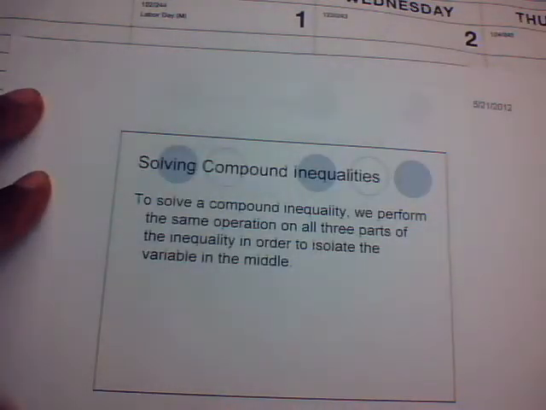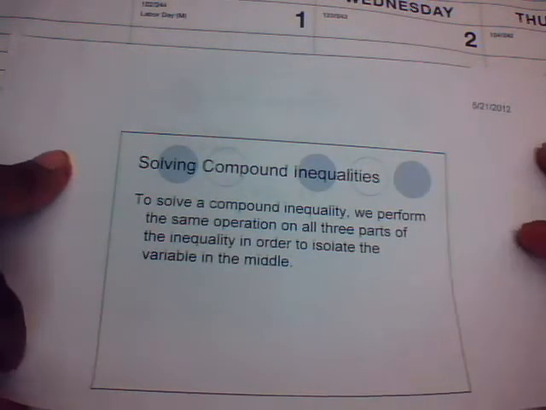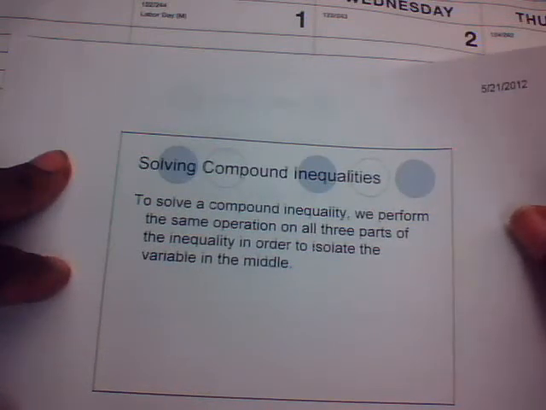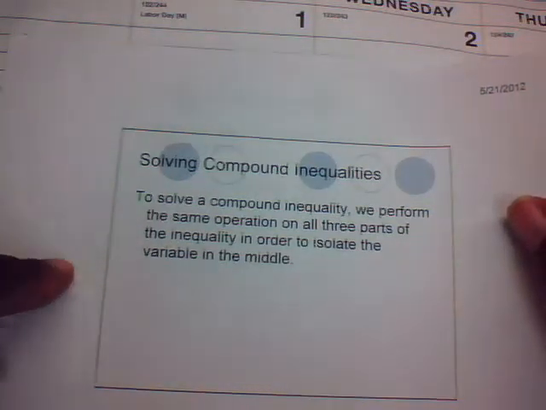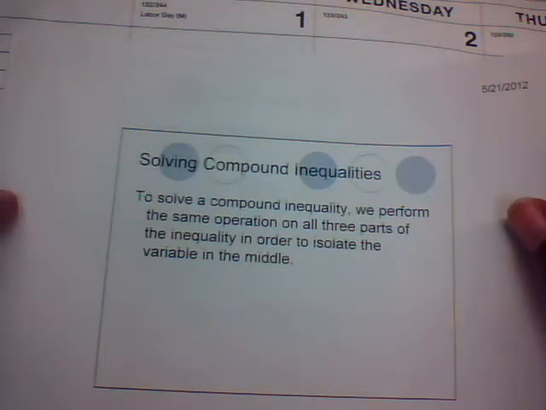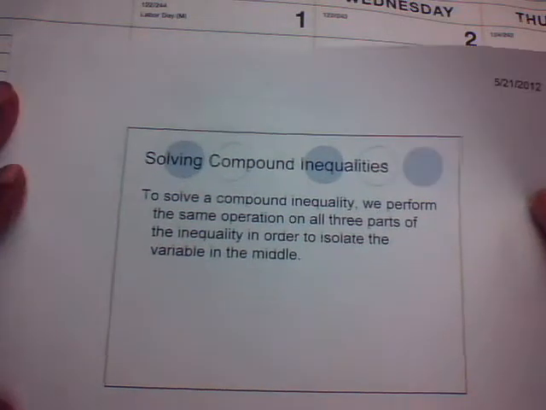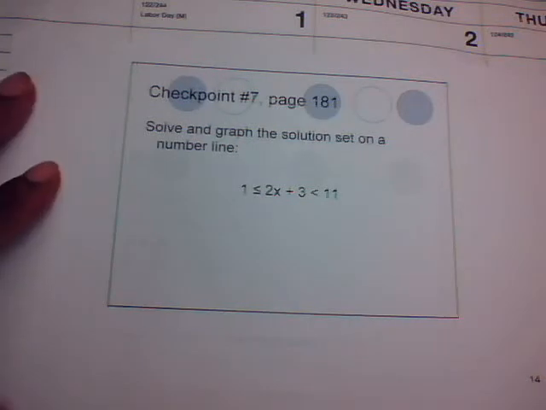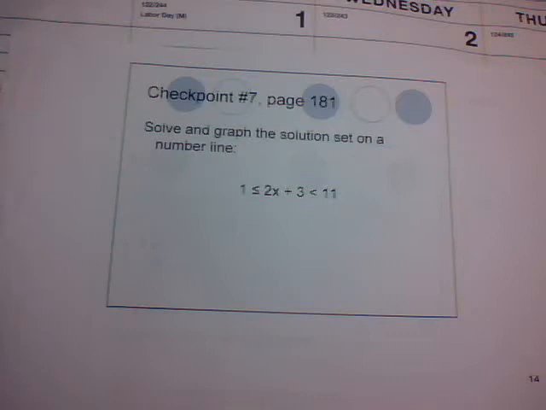And when we solve a compound inequality, we're going to perform the same operation on all three parts of the inequality in order to isolate the variable in the middle. Our objective is to get that variable by itself in the middle when we're dealing with a compound inequality. Let's look at this particular example. Here we want to solve and graph the solution set on the number line, and we're going to write this in interval notation as well.